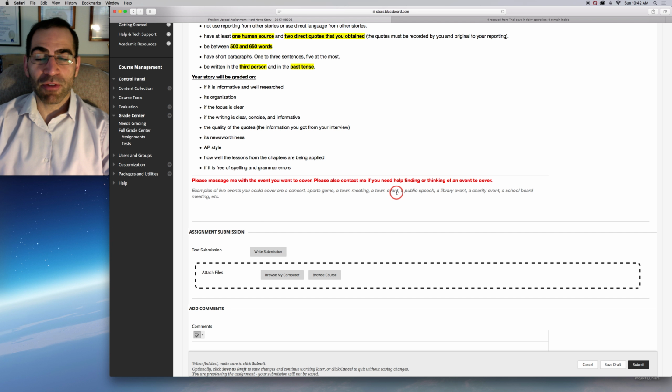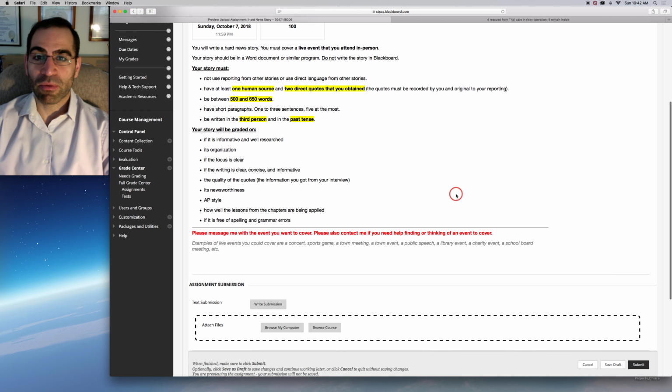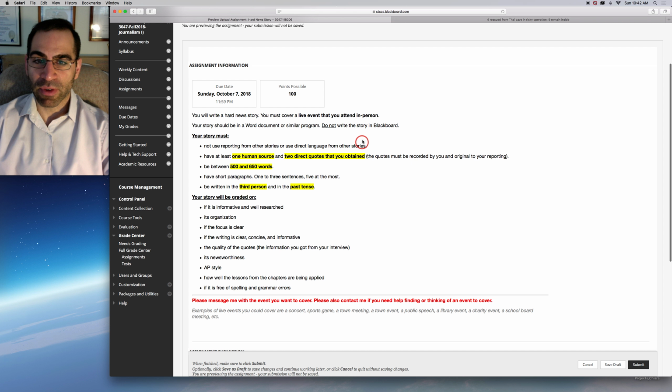If you miss that town meeting, you're not going to be able to go cover it. If you miss that event at the library, you're not able to report on it after. It's something that you have to be there in person. You only have one chance to cover it. That's what I'm looking for, a live event. It needs to be a Word document or similar program. Do not type the story in Blackboard, so type it into Word and put it in.